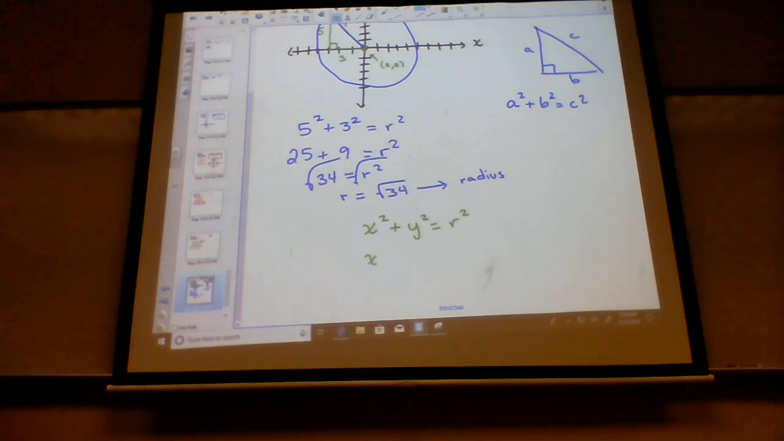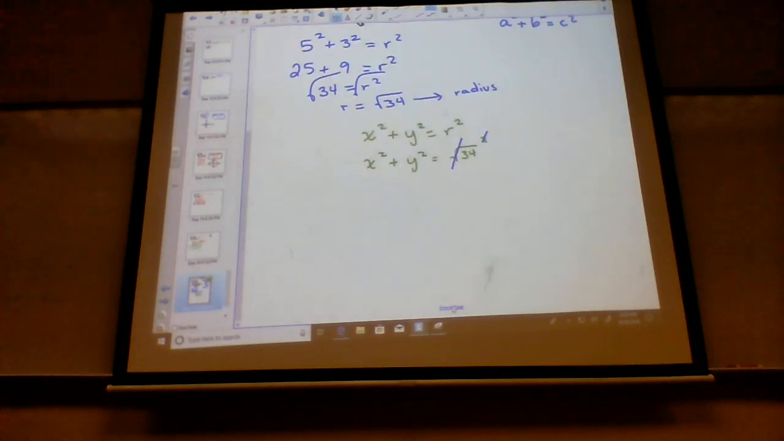So that would be x squared plus y squared equals the square root of 34 squared. And we were reminded just a second ago that the square root and the square cancel each other off. So we have, as a final answer, x squared plus y squared equals 34.